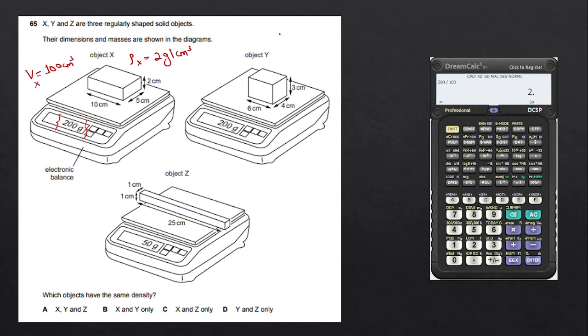Next, let's find out what is the volume of object Y. Volume of object Y is 6 times 4 times 3. This is 72 cm cube. Density of object Y will be 200 divided by 72. It's 2.78 gram per cm cube.